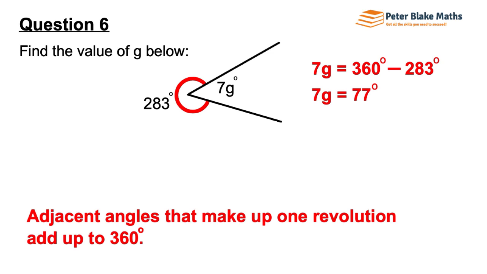The 7 is multiplying by the g, so to get the g on its own, to solve our little equation we've created here, we'll divide by 7 both sides, leaving us with g on the left, and 77 divided by 7 is 11. So working backwards there, following that rule that they should add up to 360 degrees for one revolution, we end up with g equals 11 degrees.